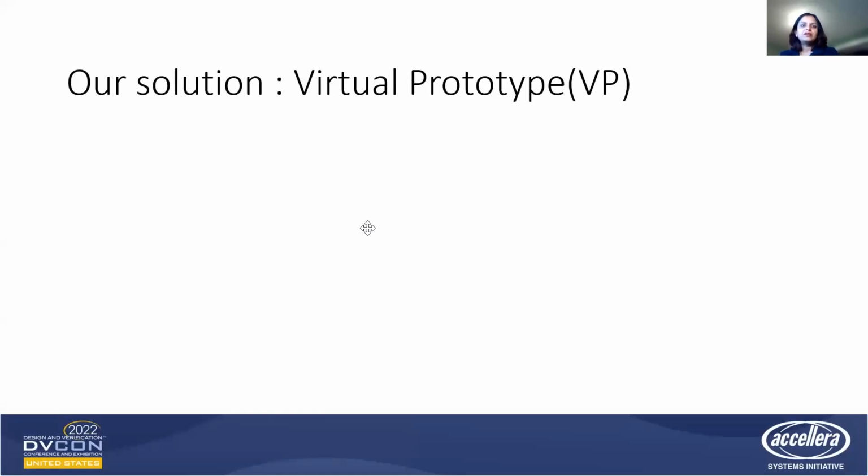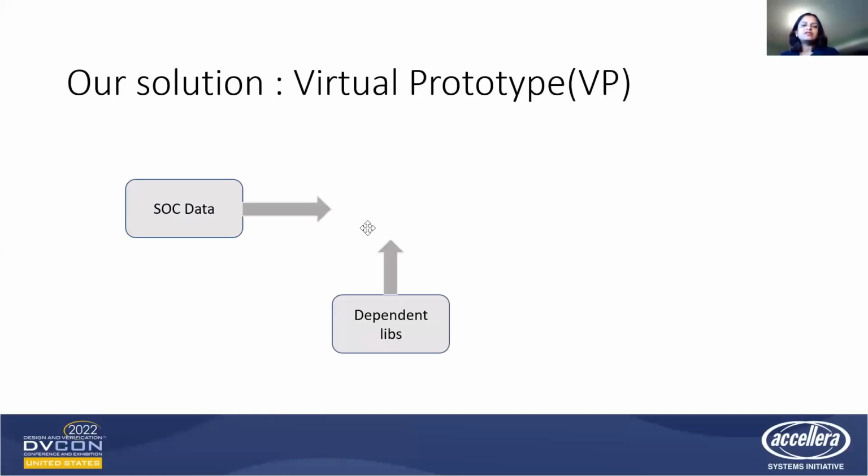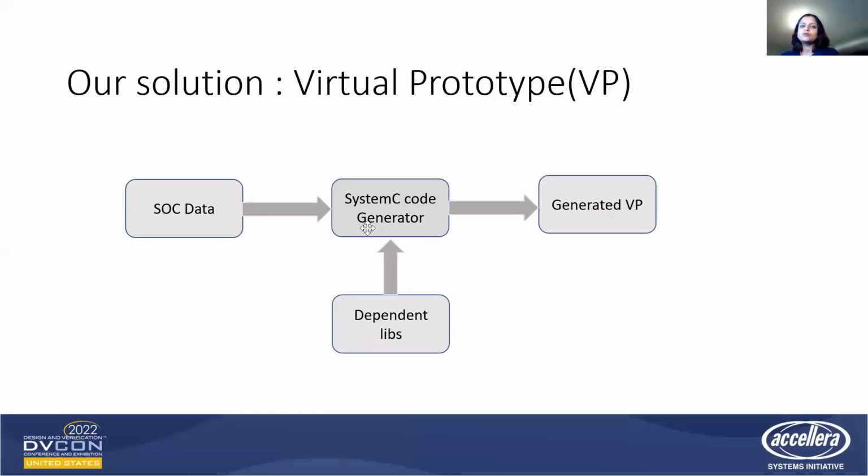This in-house tool needs to be given SoC data in a predefined format. Along with that, we have to provide certain dependent libraries. Now, both these are given as input to the SystemC code generator. This code generator then parses the SoC data and makes use of the dependent libraries to generate a virtual prototype. This VP is the skeleton source code, and it can be improved by adding more functionalities to it.